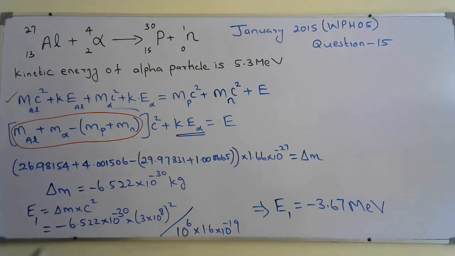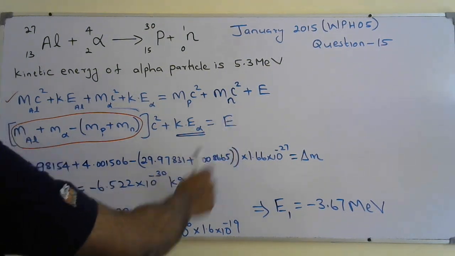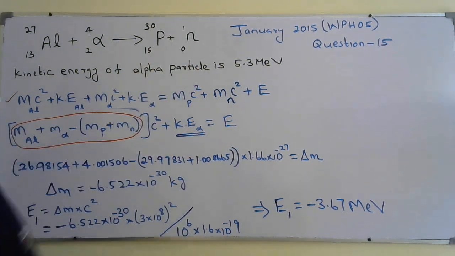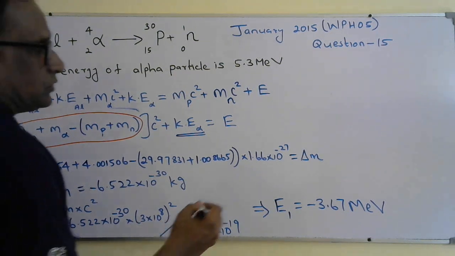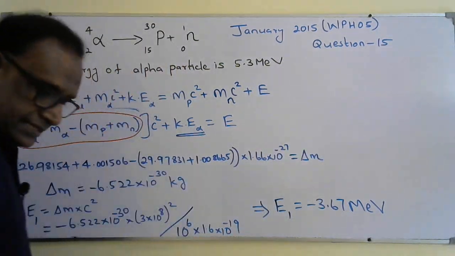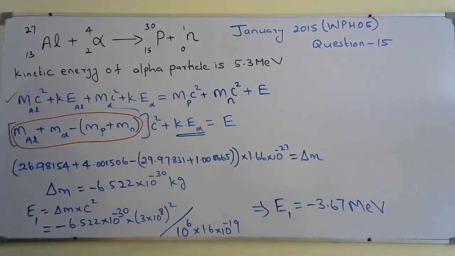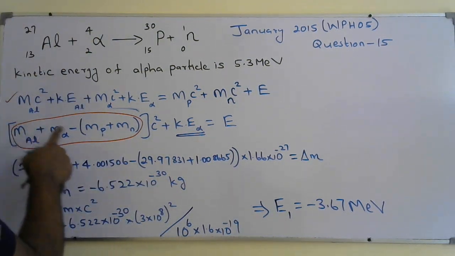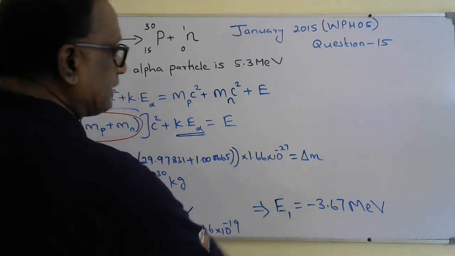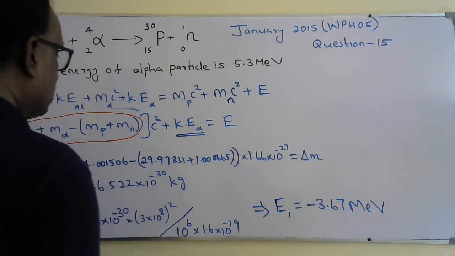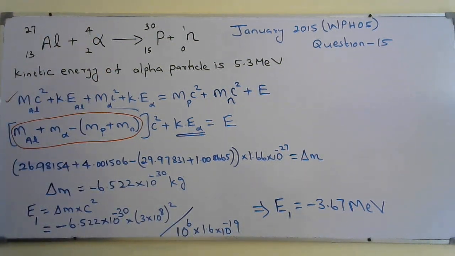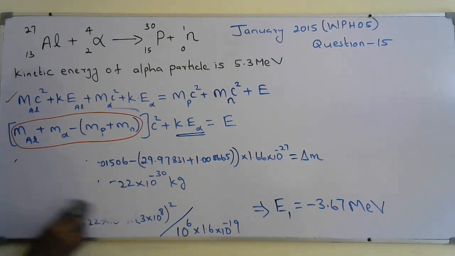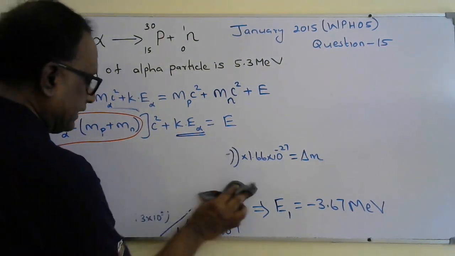Okay, so I need to find capital E, the energy release in the form of kinetic energy of phosphorus and neutron. So that will be equal to, I'll erase it and do it. Remember that E1, the energy equivalent to the mass deficit, is equal to minus 3.67 MeV. Finally, I need to find the energy in the form of kinetic energy.